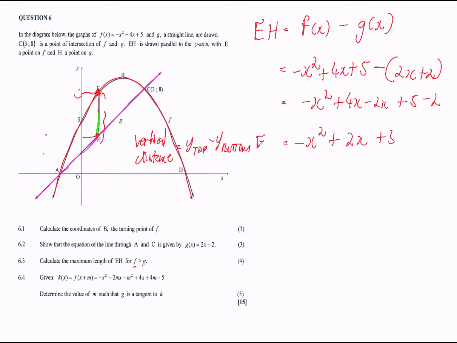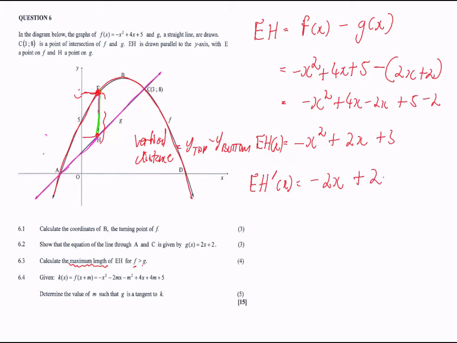So this is EH in terms of x. But then we do know in calculus, once they speak about maximum or minimum, that's where we have to show the derivative, right? Remember, the maximum or the minimum points can be found when you do the first derivative. So that's where we apply that. So we want to say EH prime of x. This is going to give me negative 2x and then plus 2.